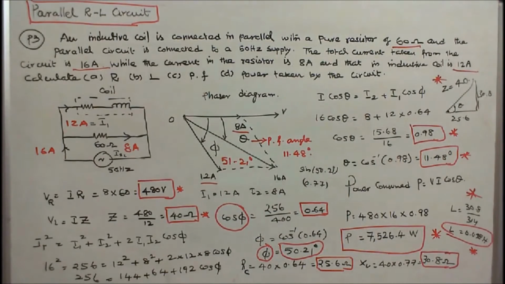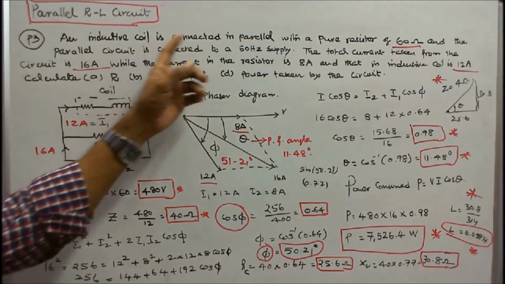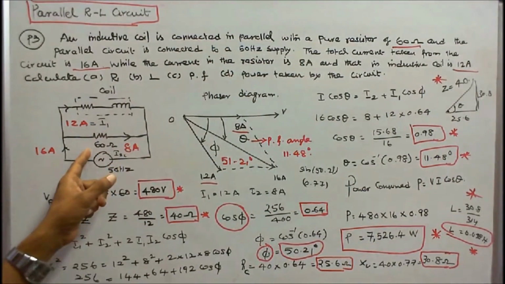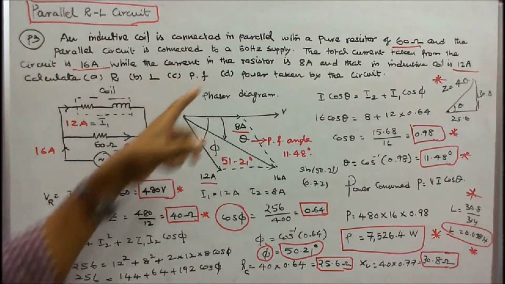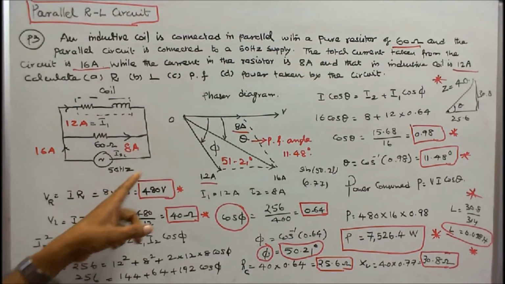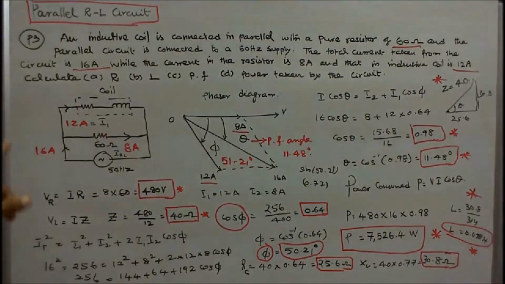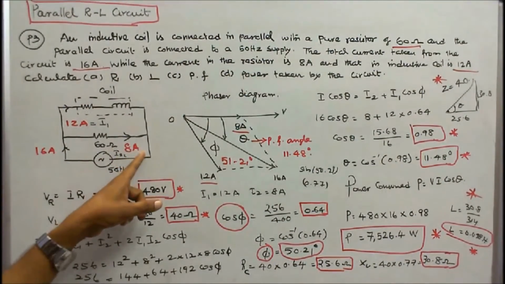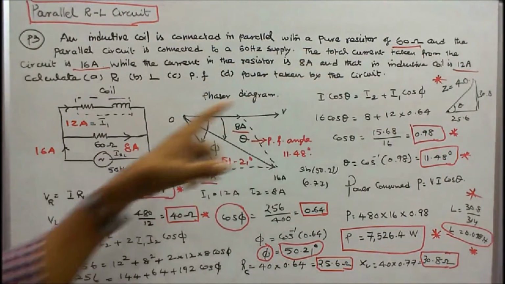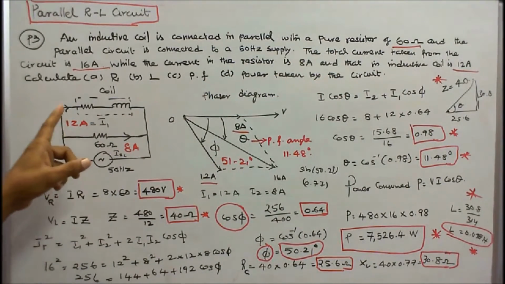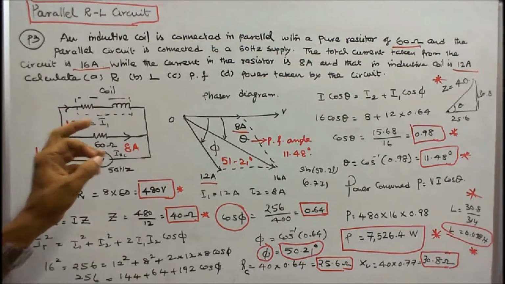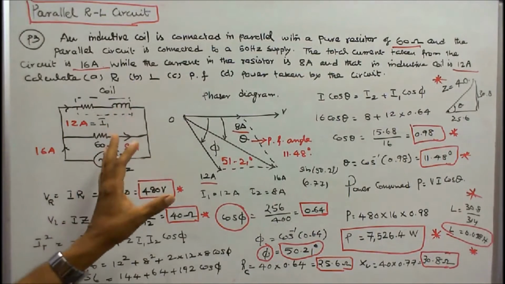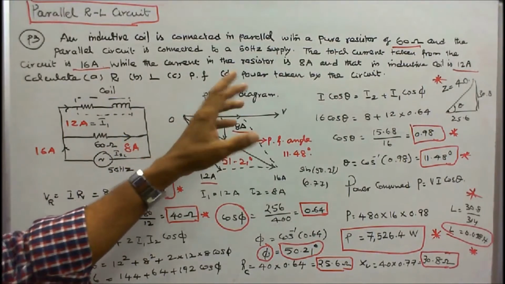Problem number 3. An inductive coil is connected in parallel with a pure resistor of 60 ohms, and the parallel circuit is connected to a 50 hertz supply. The total current taken from the circuit is 16 amps, while the current in the resistor is 8 amps and that in the inductive coil is 12 amps. Calculate A. Resistance of the coil, B. Inductance of the coil, C. Power factor of the circuit, and D. Power taken by the circuit.